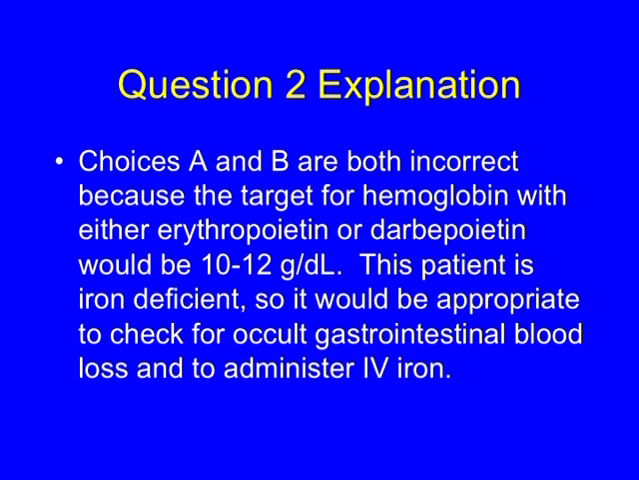Well, choices A and B are both incorrect because that target hemoglobin is too high. The patient is iron deficient, so it would be appropriate to check for occult GI bleeding and to administer IV iron. Remember, these patients often have a block on absorption of iron and will respond quite nicely to repletion with intravenous iron.